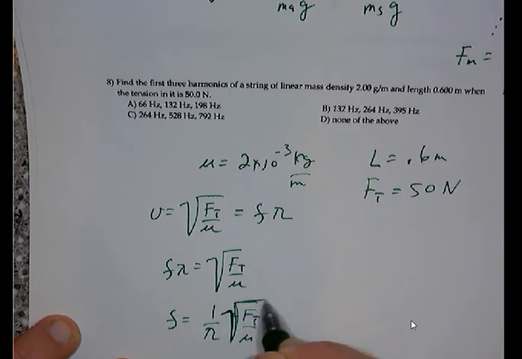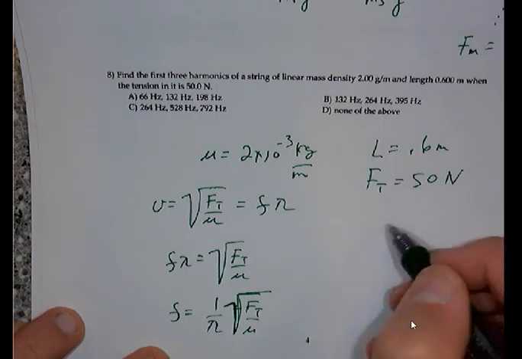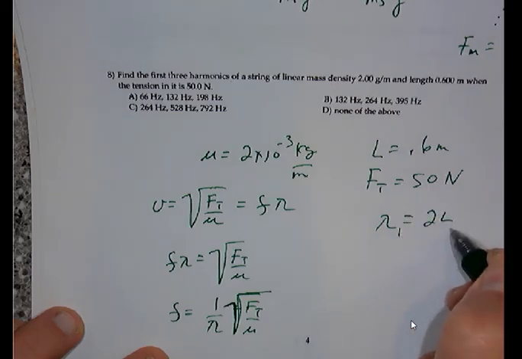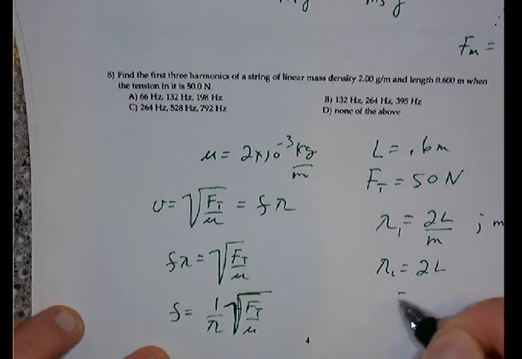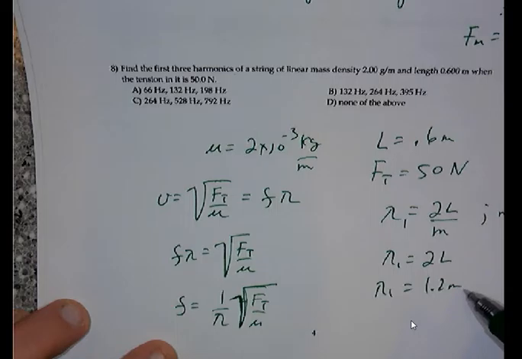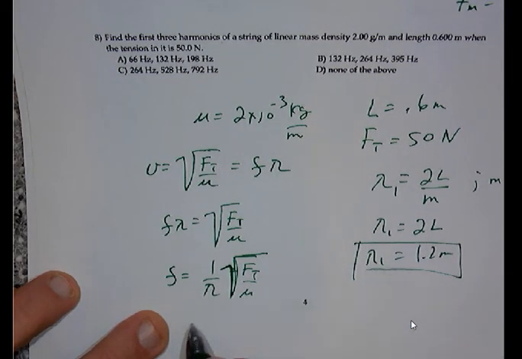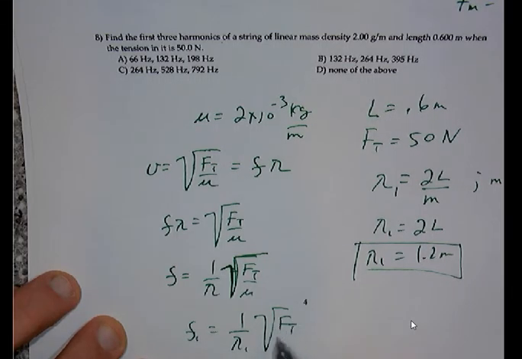The thing is, we can get the frequency if we knew the wavelength. And we can get the wavelength. So for the first harmonic, the wavelength would be 2L over m, where m is equal to 1. So wavelength 1 would just be equal to 2L, so 1.2 meters. So you could use that to get the fundamental frequency then. So use this as the wavelength. So the fundamental frequency would be 1 over the wavelength associated with the first harmonic, times the square root of tension over mu.